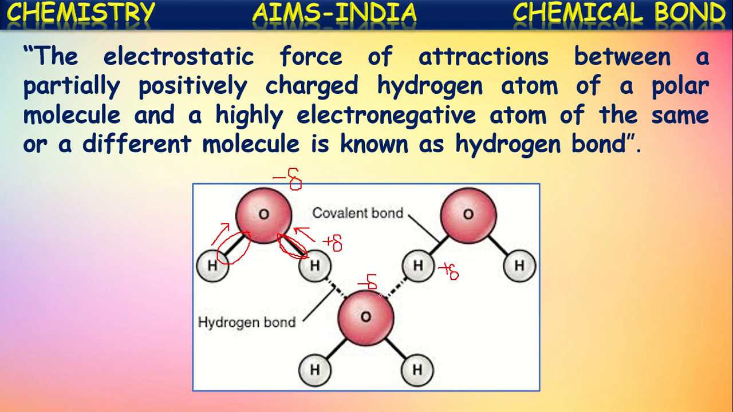When many of these molecules come close to each other, the electropositive end of one molecule, that means hydrogen, will be attracted by the highly electronegative end of another molecule, that is the oxygen of another molecule. So between these two, a certain attraction occurs. An electrostatic force will be created between them. This slight electrostatic force created between the electropositive hydrogen of one molecule and the electronegative oxygen of another molecule is called hydrogen bonding.